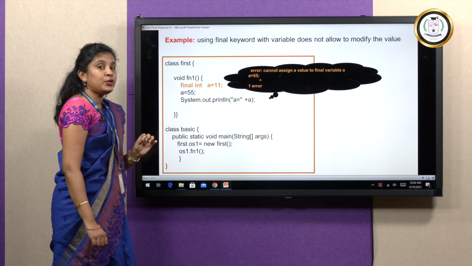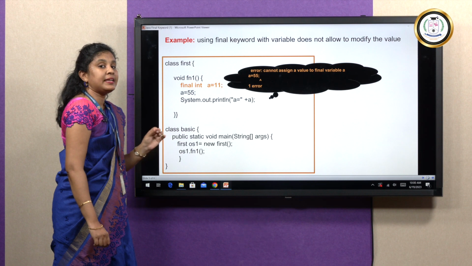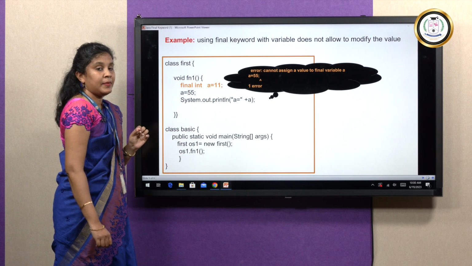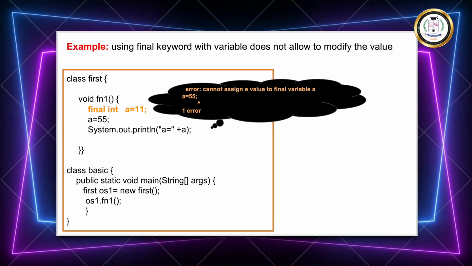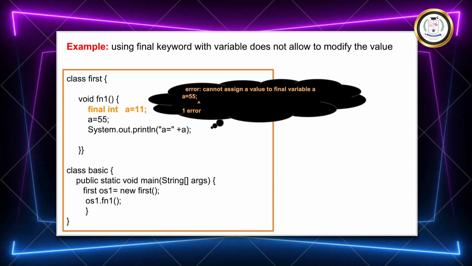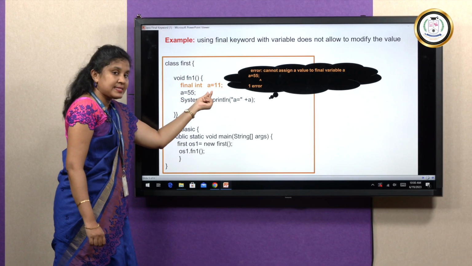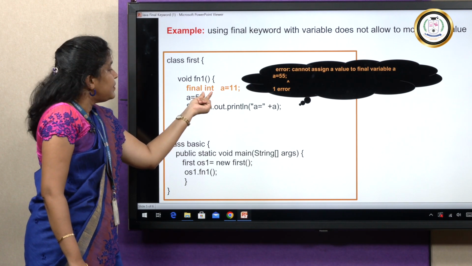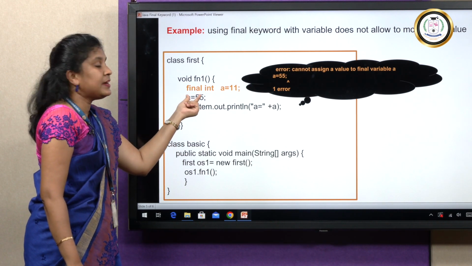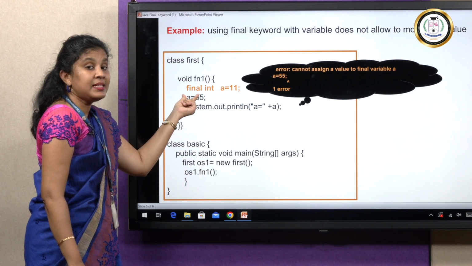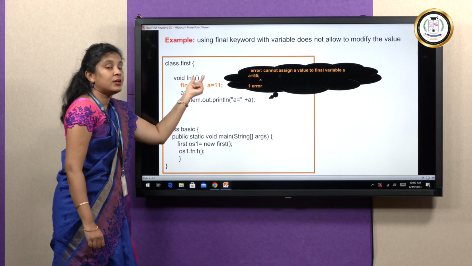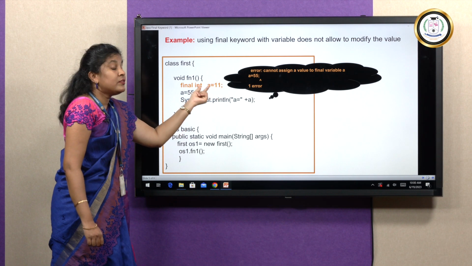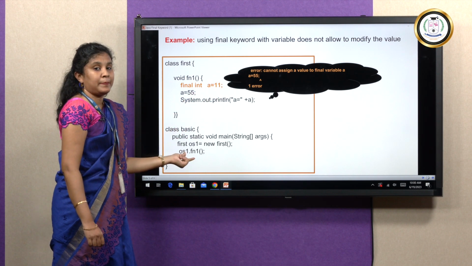Whenever I use a variable, I have a data type as well as the variable name. Here, if you see the program, I have a class inside which I have a function. I have a variable named A. Its data type is integer. Before this, I have mentioned the variable as final. It means that I have to give a constant value for this variable which cannot be changed throughout my program.